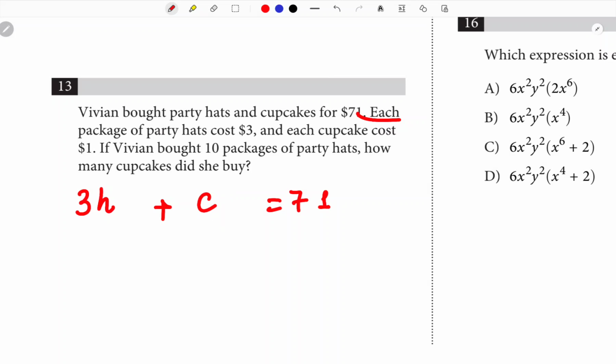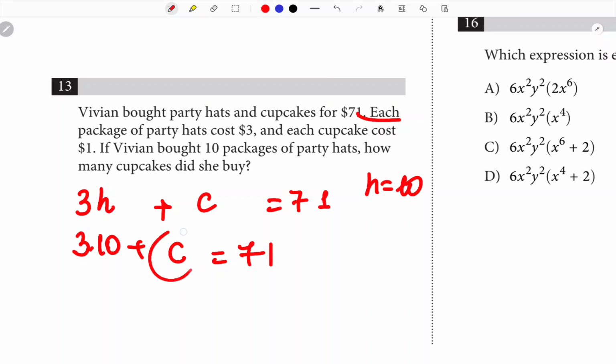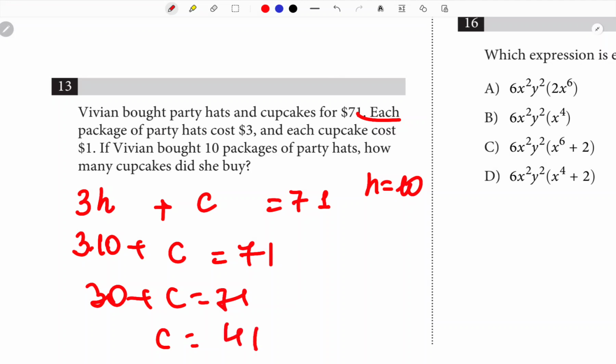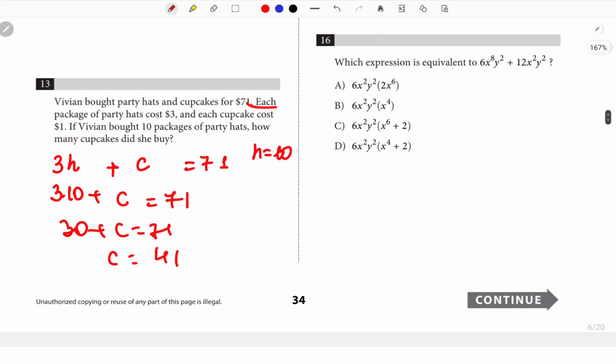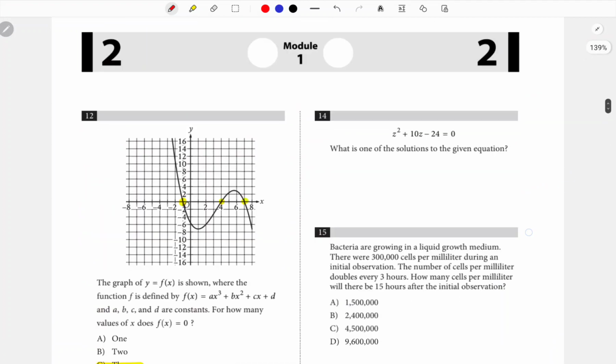And so your equation is like this. But if Vivian bought 10 packages of party hats, so hats is equal to 10. Instead of hats, I write 10. 3 times 10 plus C is equal to 71. We are asked how many cupcakes. 30 plus C is equal to 71. C is equal to 41. Okay, next question.